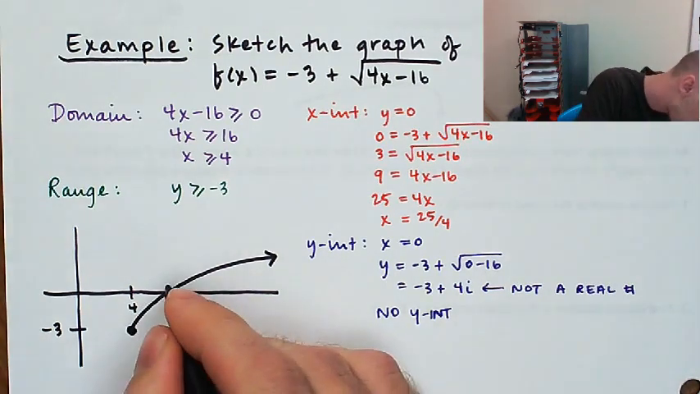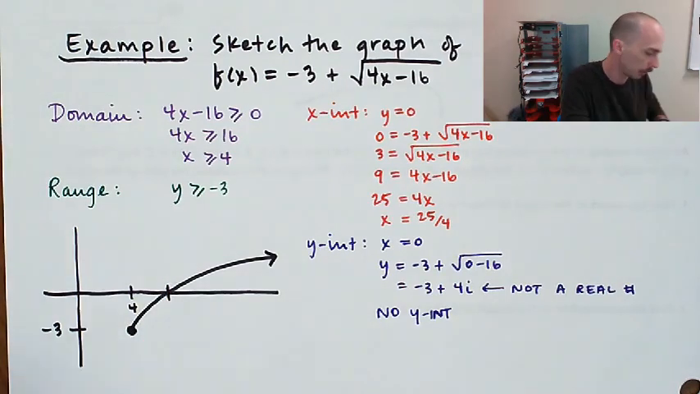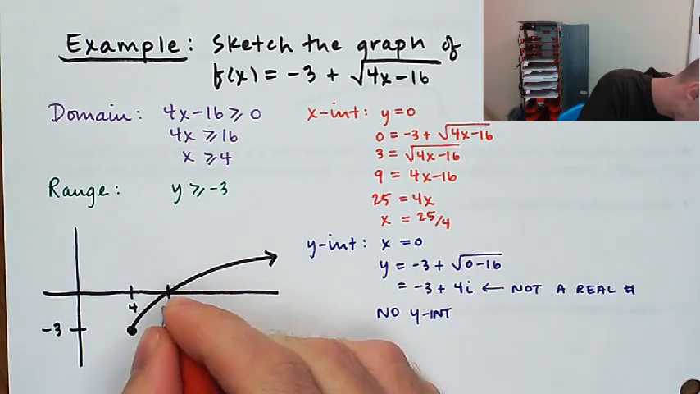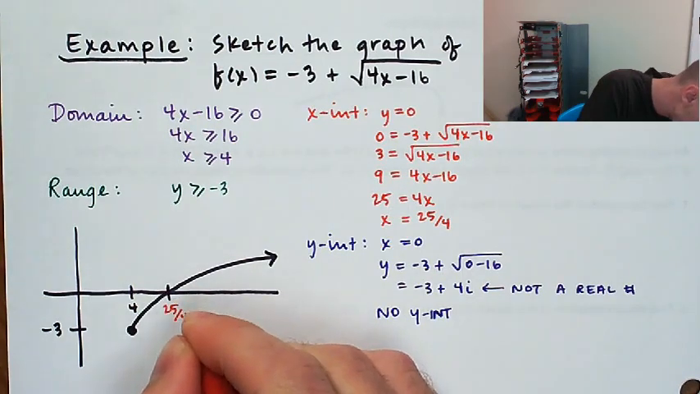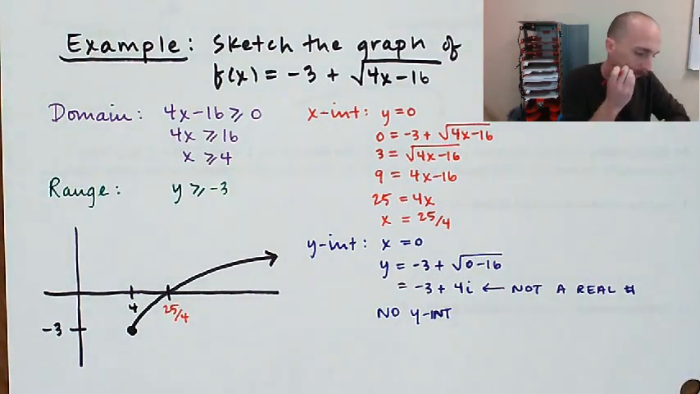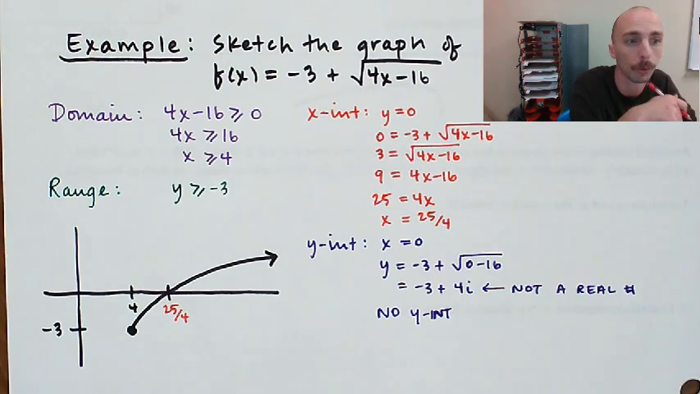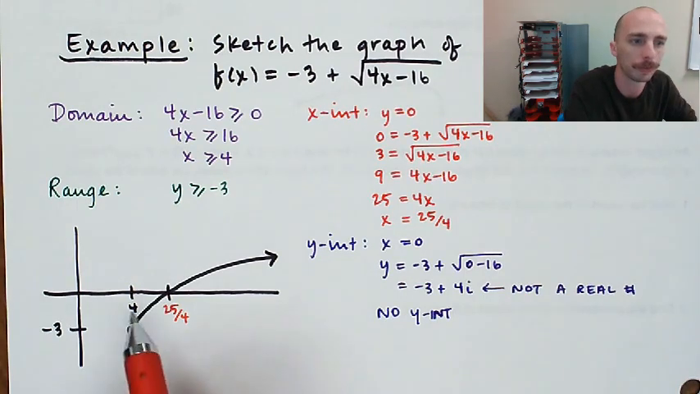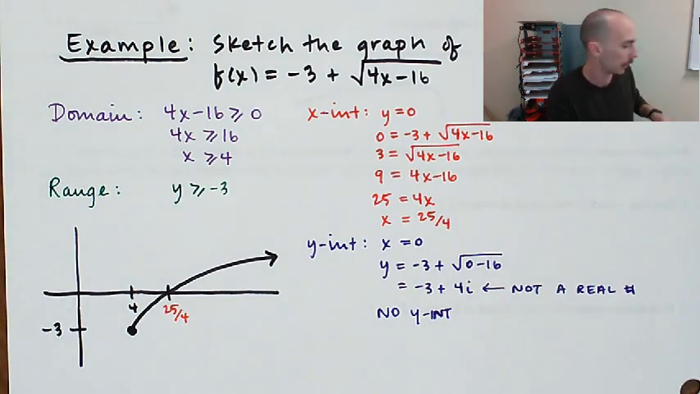We've already computed the x-coordinate of the x-intercept. That's 25/4, so I might as well write that in there. That's bigger than 6, 6 1/4. Maybe that is actually right. And we've got ourselves a graph. Notice that this graph does not hit the y-axis, therefore there's no y-intercept.